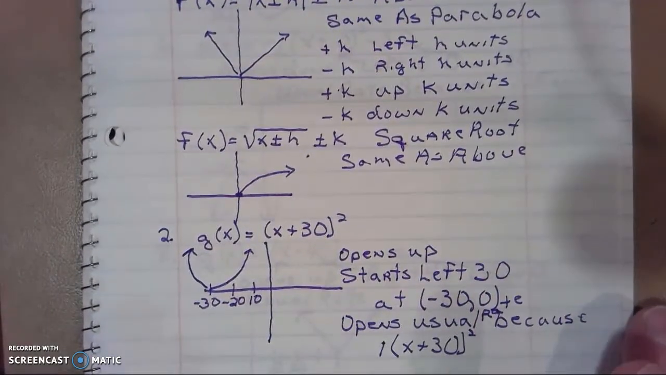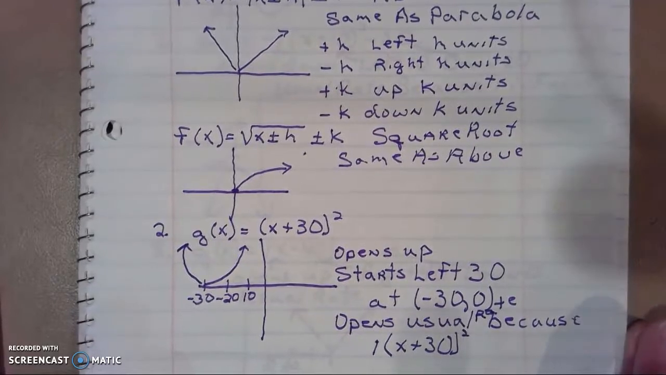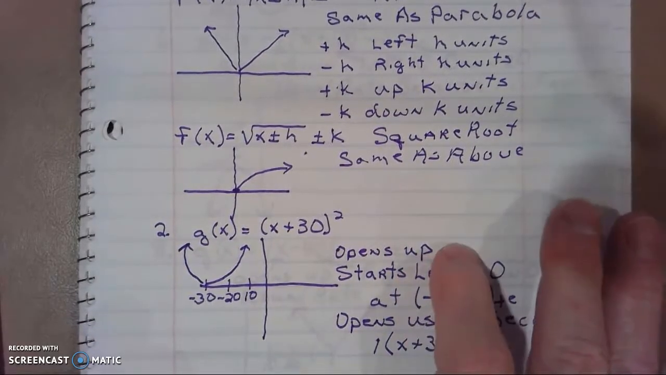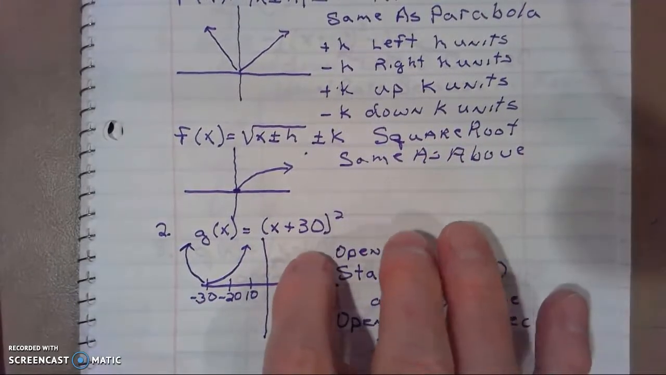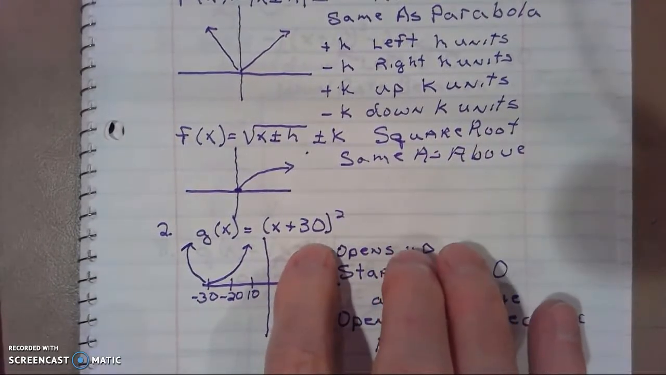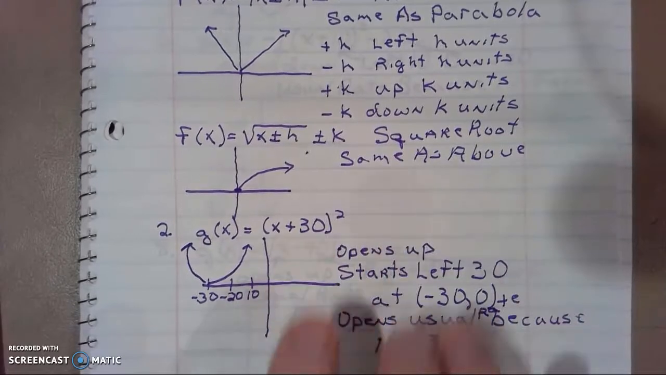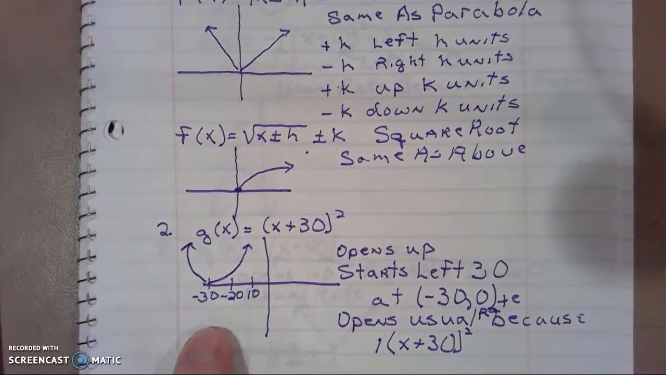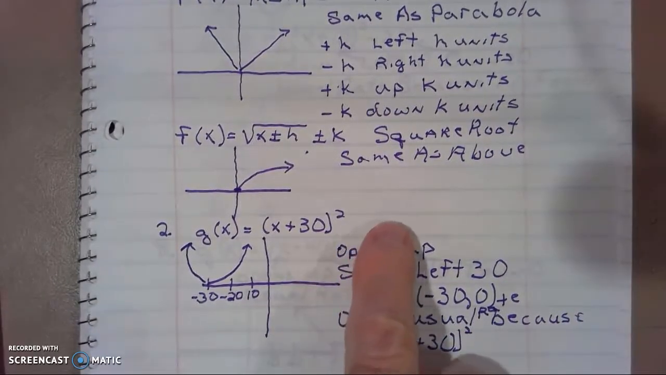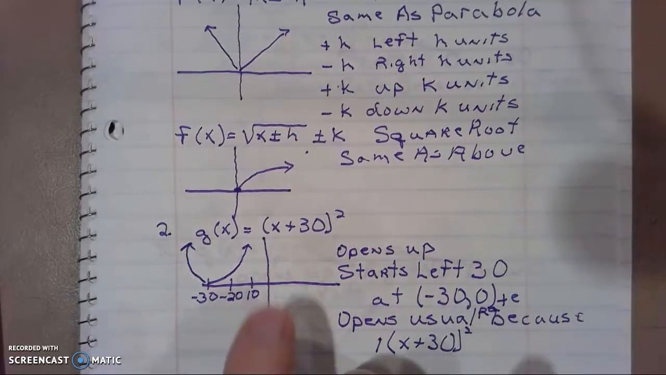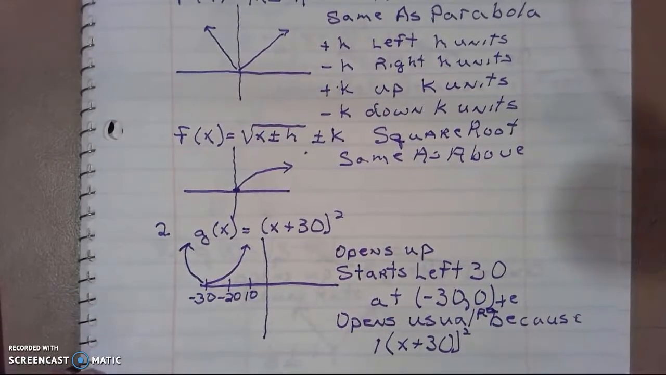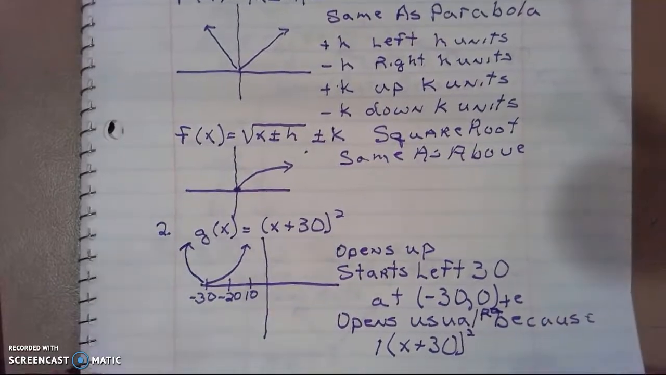Example, g of x equals x plus 30 quantity squared is a parabola. It opens up because this is positive. It starts to the left because what does it take in here to make that 0? Negative 30. So 30 to the left and up nothing because there's no number out here. To the left 30, and it's at its usual rate because there's a 1 in front of the parentheses.